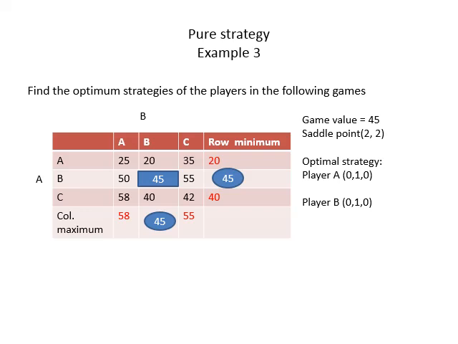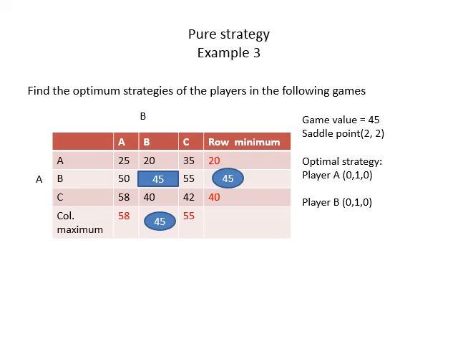The maximum value in column C is 55. 55 is more than 35 and more than 42. The minimum of all these maximums is 45.